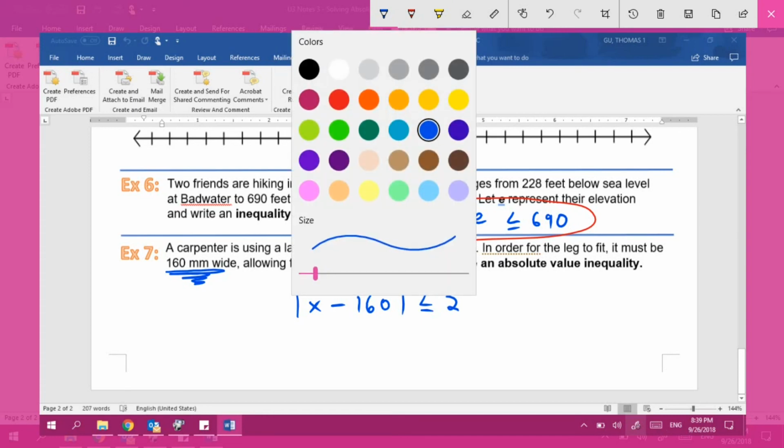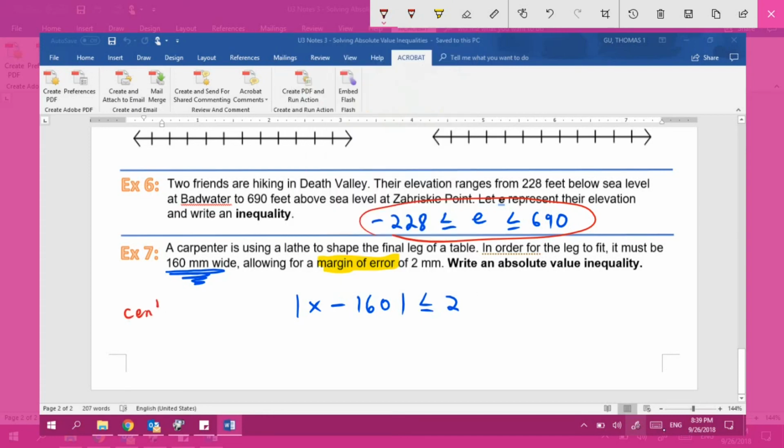All right, so if you want to think about it, the center or the target is 160, and then my distance or margin of error is 2 millimeters. And then we just had to understand that allowing for a margin of error means less than or equal to. We don't need to solve it. They just asked us to write an absolute value inequality, and this is what you would write.